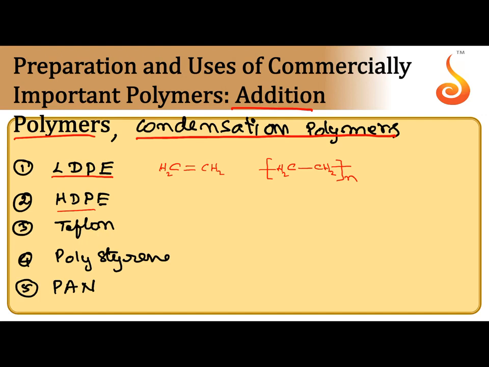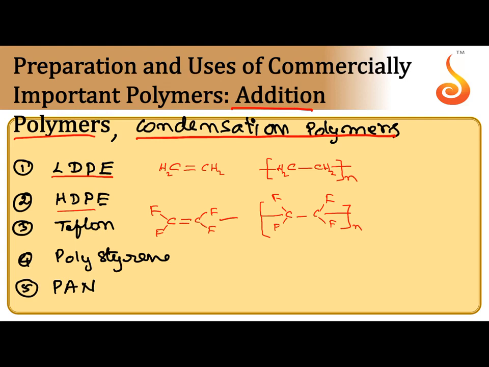Next, Teflon, polytetrafluoroethylene. Tetrafluoroethylene: in place of the 4 hydrogens of ethylene, you take 4 fluorines. Same process for how to write the repeating unit. You should learn how to write the repeating unit. If it is an addition polymer, it is very simple. This is the repeating unit. Teflon is an anti-corrosive plastic. Tetrafluoroethylene is the monomer of polytetrafluoroethylene.